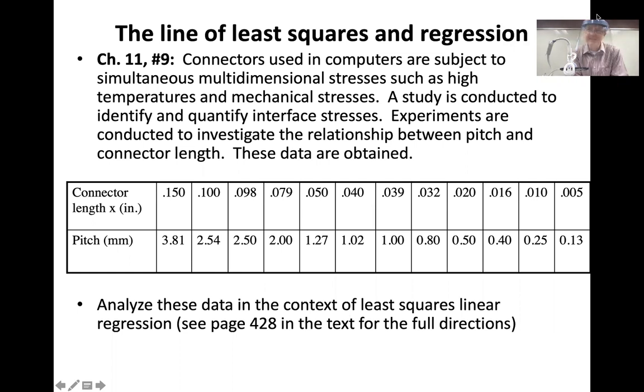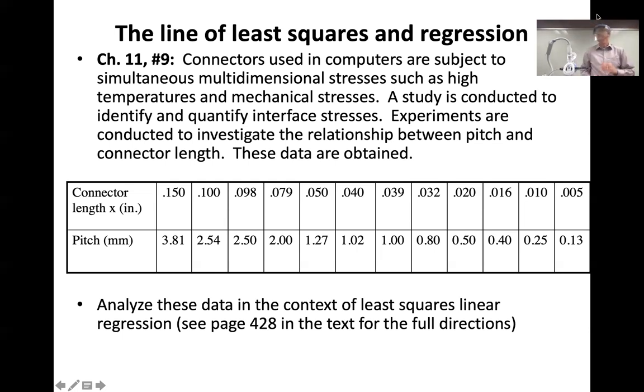So connector length is some sort of length of a connector in a computer. Between computers, I don't know, those are kind of small numbers. Here's another funny thing. We've got mixing metric with non-metric here. Those are in inches and the pitch is in millimeters. Pitch does refer to, like, you know, how much something is bending up or down.